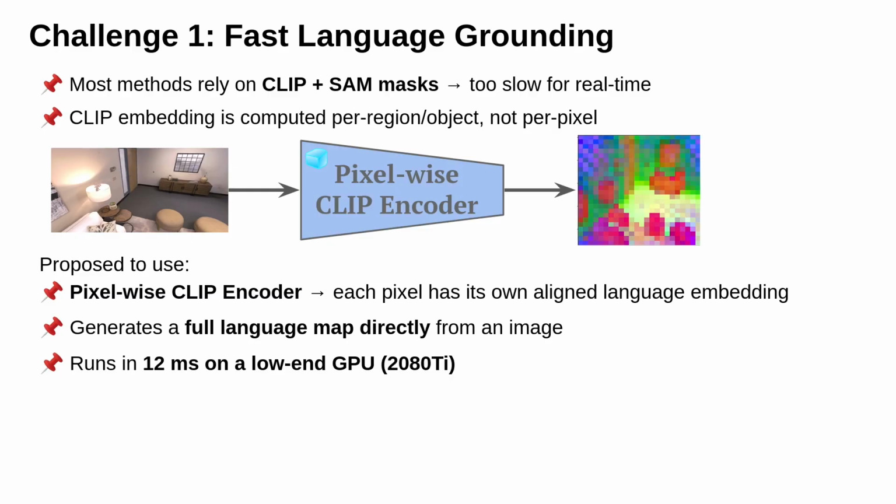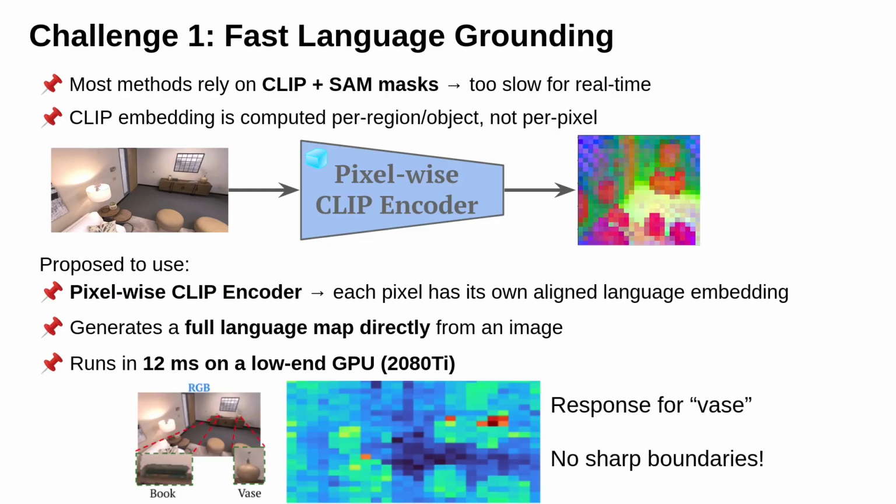Here, you can see the response of the map for the query "vase," where the correct regions light up immediately. While this gives us fast real-time maps, the boundaries are still not sharp enough, and that brings up the second step.